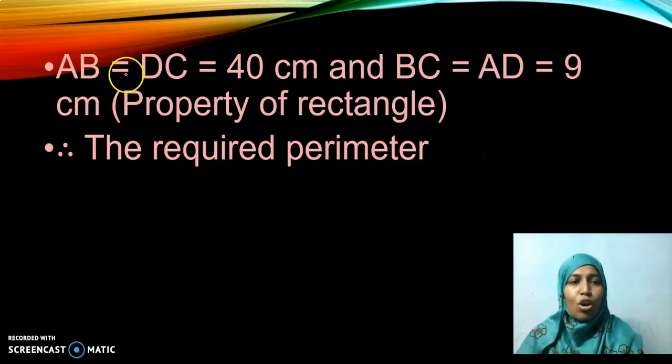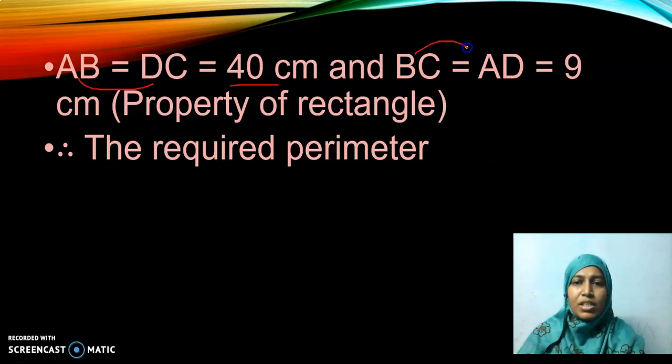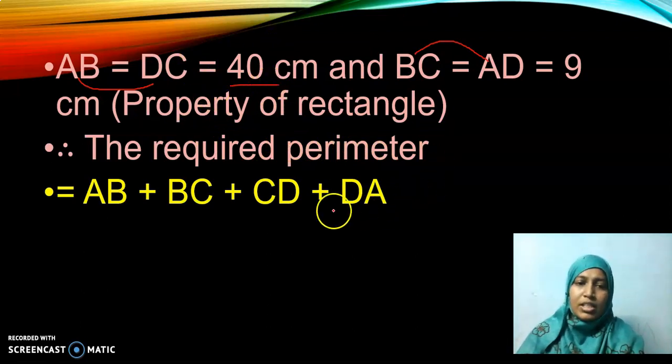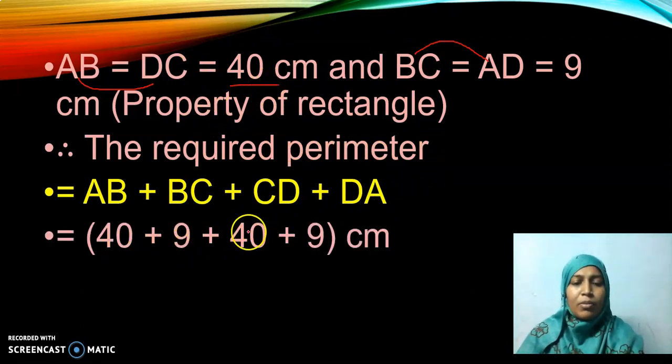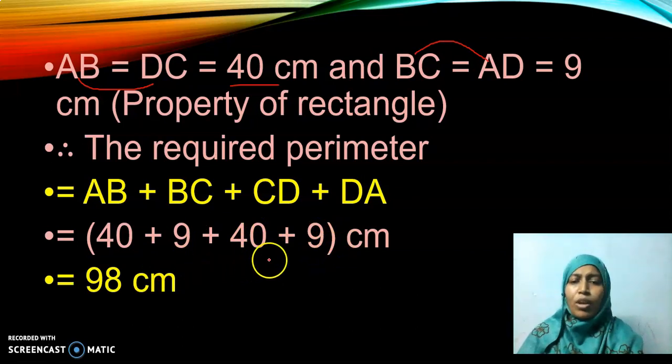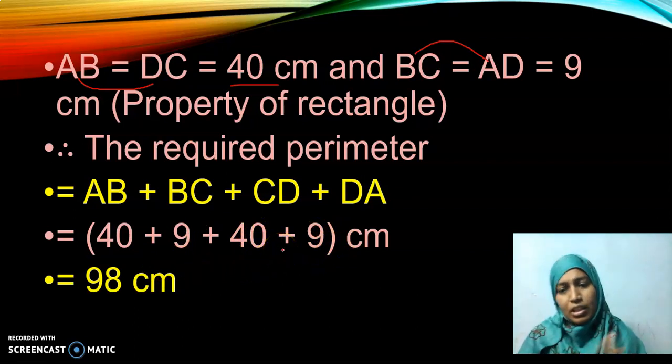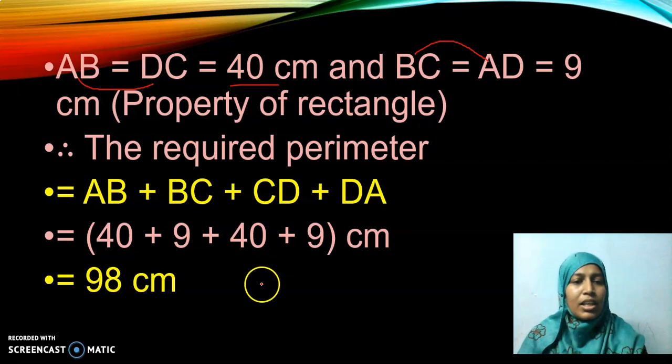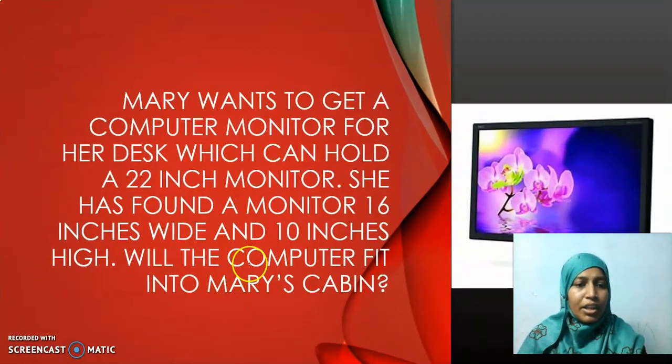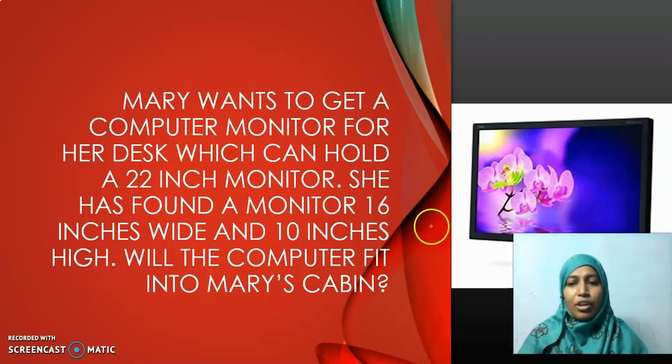So I can list out all the measurements from the diagram. AB and DC, these two are opposite sides, so 40 centimeter. Again, what is the opposite side of BC? AD. So both of these are equal to 9. So what is the perimeter? I have to add all the sides, isn't it? So 40 plus 9 plus 40 plus 9, which is equal to 98. Or you can make use of the formula 2 into length plus breadth. Both are right. Is it clear? Okay, children. And here is a something application oriented problem.